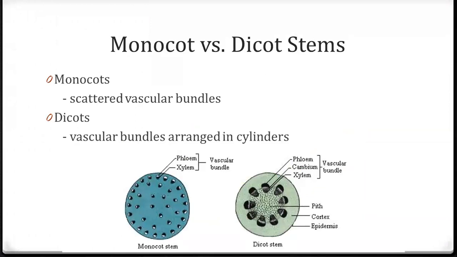Monocots and dicots are just two different types of plants, and they have different stem structures. So monocots have scattered vascular bundles. This is a vascular bundle, the xylem and phloem are in a group, and they're scattered around. You might remember from our biodiversity lab that we looked at those things under the microscope. Dicots have vascular bundles arranged in cylinders, like a circular path here.